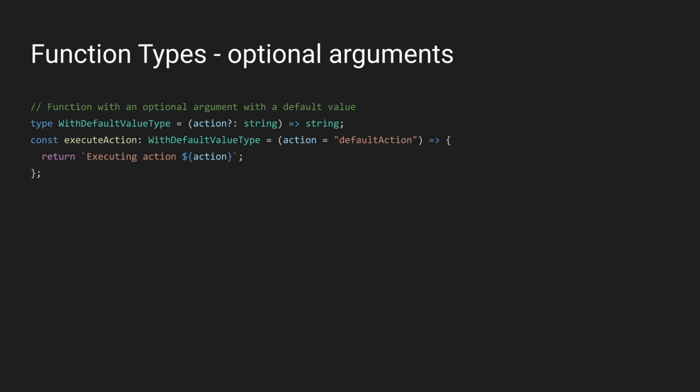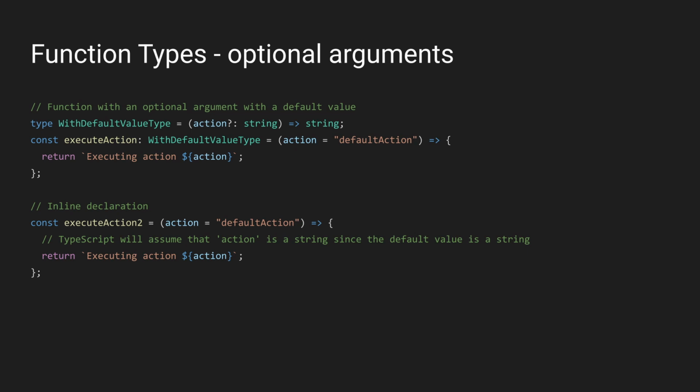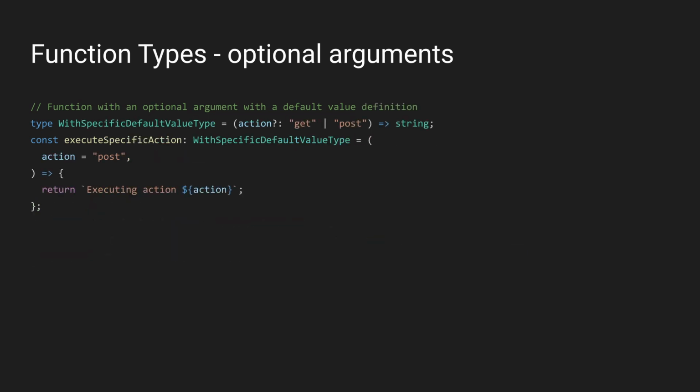Optional arguments become particularly interesting when we wish to assign a default value to them. When defining the function type, we still mark a variable as optional. Just as in regular JavaScript, we set a default value for the variable within the function definition. When a default value is provided, the variable is no longer considered optional inside the function body. This allows us to work with it without concern of potential undefined values.